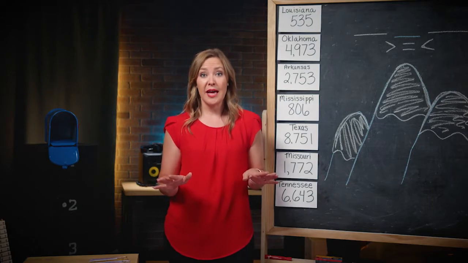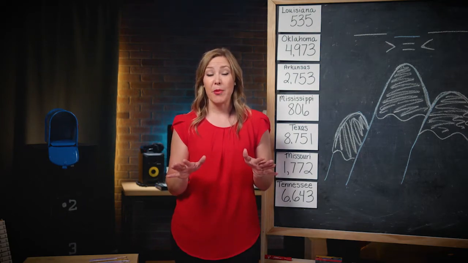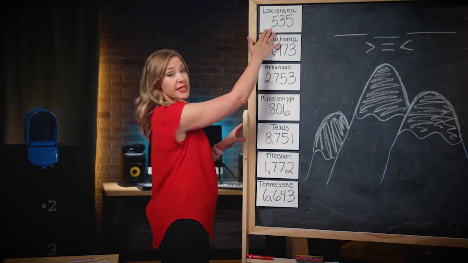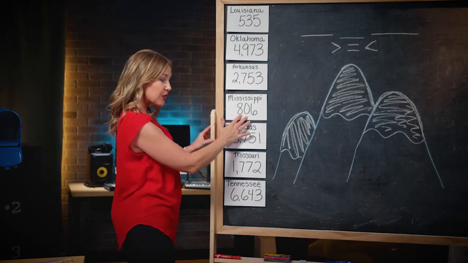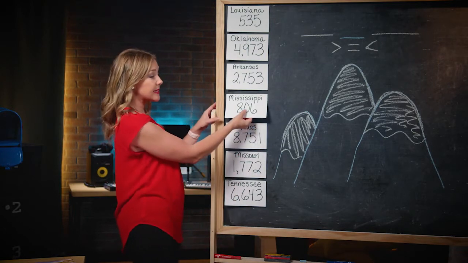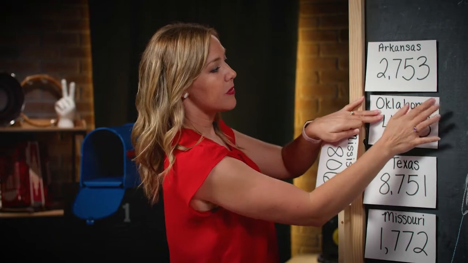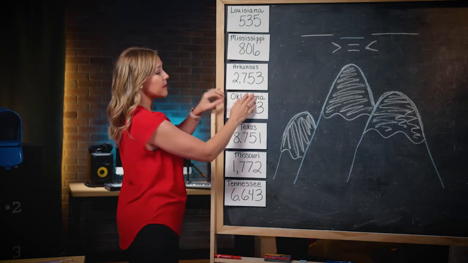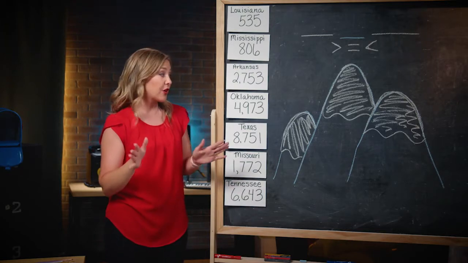To compare the numbers, I'm going to start by counting how many digits or place values are in each number, and then I'll group them accordingly. Okay, so let's look at our states. Louisiana has 3 digits, Oklahoma has 4, Arkansas has 4, Mississippi has 3, Texas has 4, Missouri has 4, and Tennessee has 4. Okay, so I need to put Mississippi up here with Louisiana, and I'll move Oklahoma down. Louisiana and Mississippi are both in the hundreds place. Everyone else has 4 digits, which means they're in the thousands place.